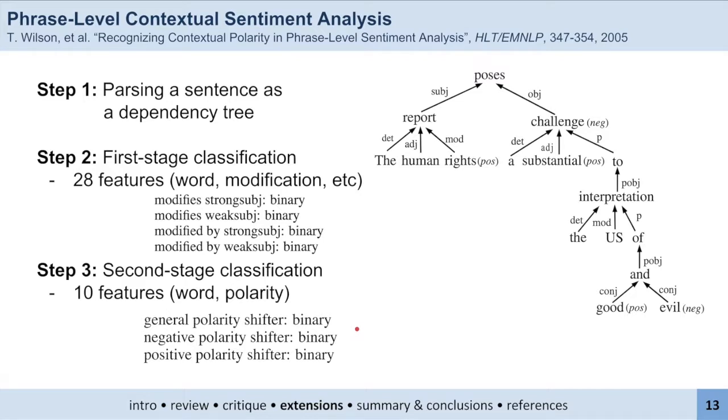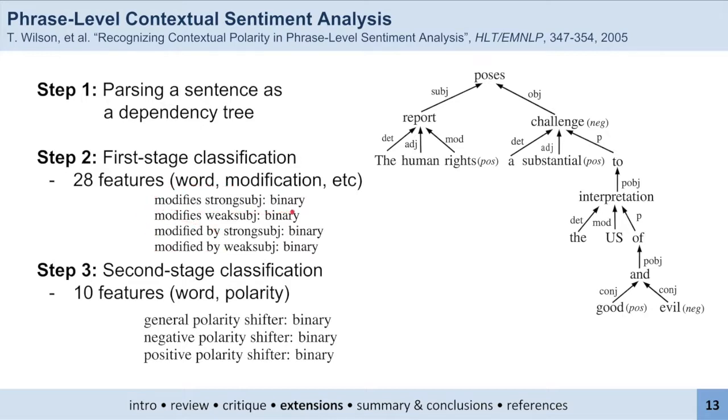In the first step, a sentence is parsed as a dependency tree, as shown here on the right. This tree describes the dependency relations between words. For example, report modifies poses, and poses is modified by report. Then, in the first stage classification, they design 28 different features, including word features, modification features, sentence features, etc. And here are some examples.